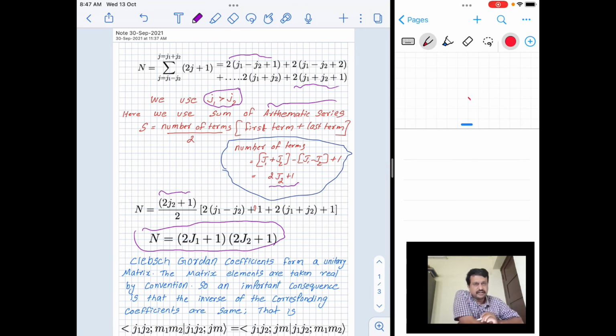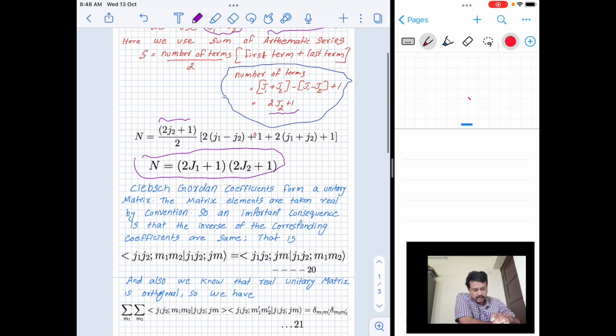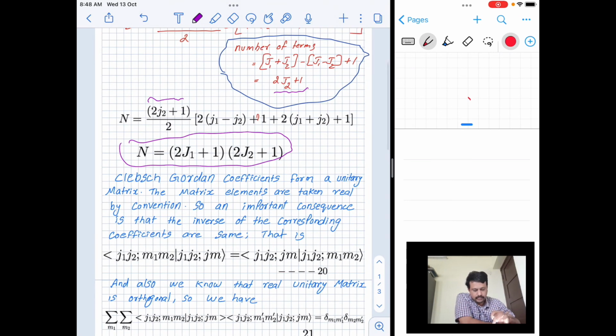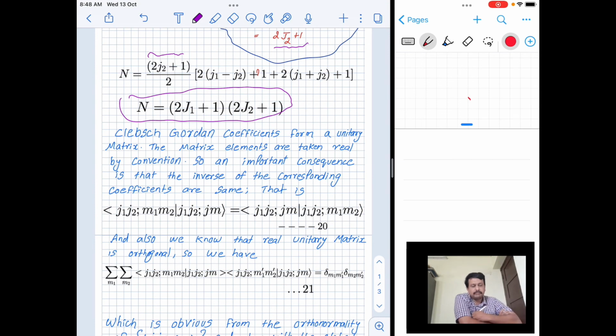So we can clearly see that both dimensionalities are the same. Now, Clebsch Gordan coefficients form a unitary matrix, and the matrix elements are usually taken as real by convention, not imaginary. So the inverse of the corresponding coefficient is also the same.